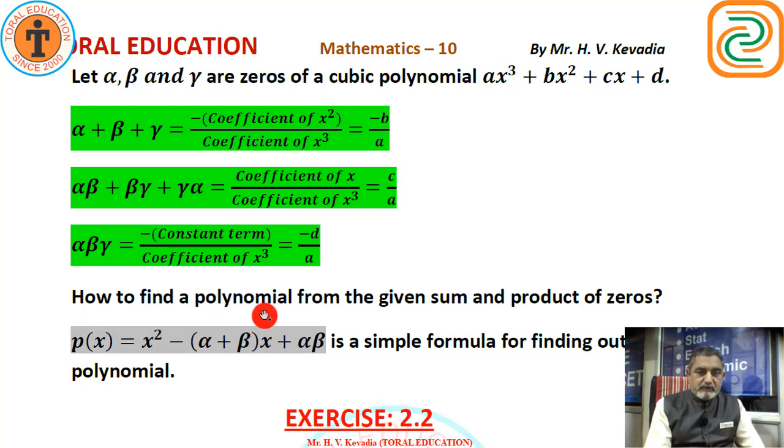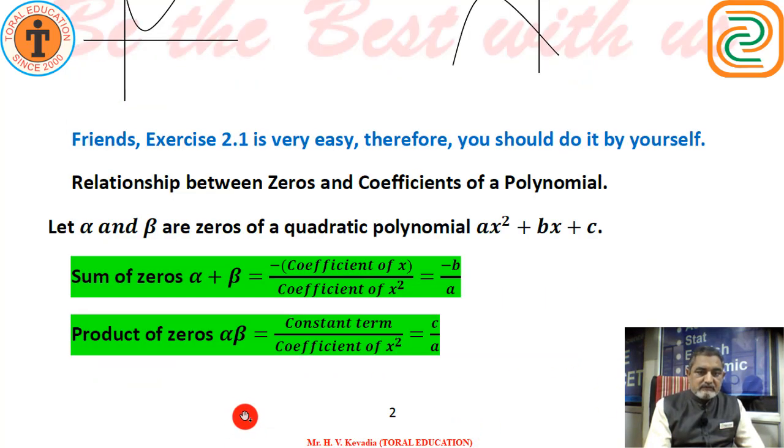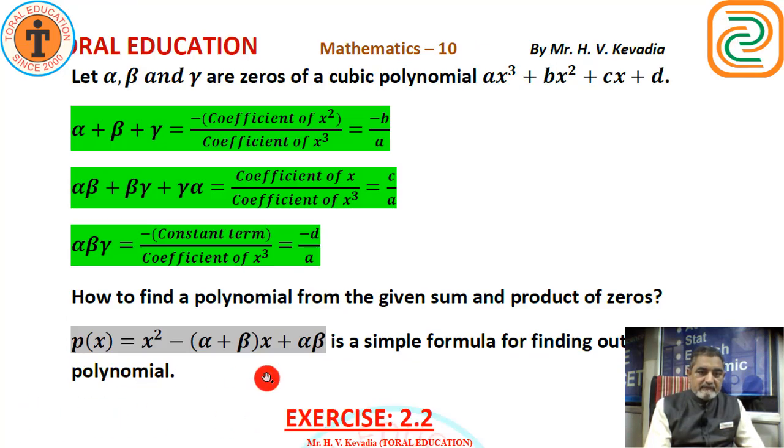So how do we find a polynomial from the given sum and product of zeros? p of x equals x square minus (alpha plus beta) into x plus alpha beta is a simple formula for finding a quadratic polynomial. But we will see this formula and exercise 2.2 in the next video.